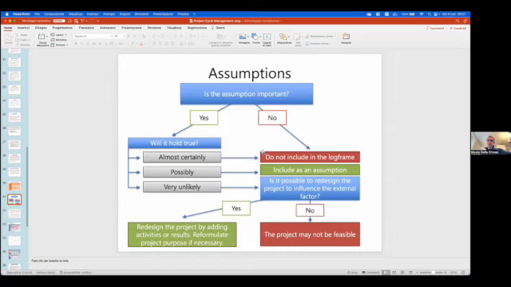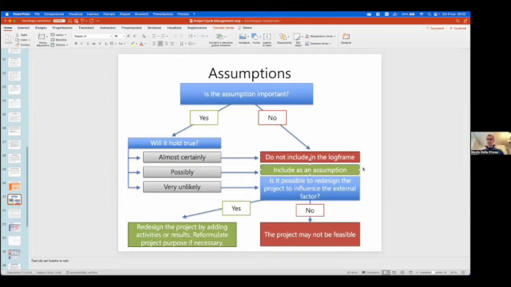As it is, it shouldn't pose any problem. If it is possible that it will hold true, so we think that the bus drivers will continue to be interested because we spoke with them, we know they are interested, but we're not really extremely sure that it will happen, then in this case, we should include it as an assumption.